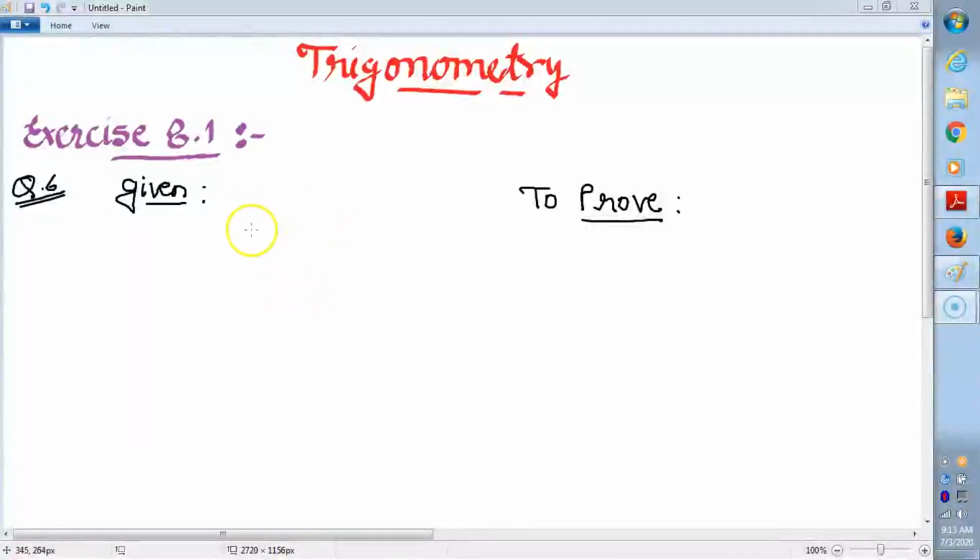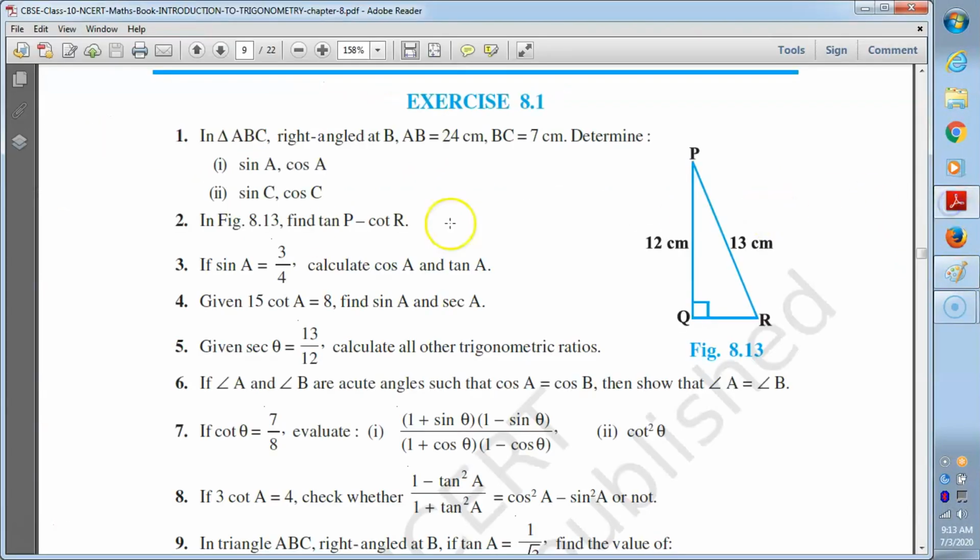Hey friends, let's solve question number 6 from exercise 8.1 of trigonometry. Let's see the question first. What is the question? If angle A and angle B are acute angles such that cos A equals cos B, then show that angle A equals angle B. A and B are acute angles. Cos A and cos B are equal and we have to prove angle A equals angle B.